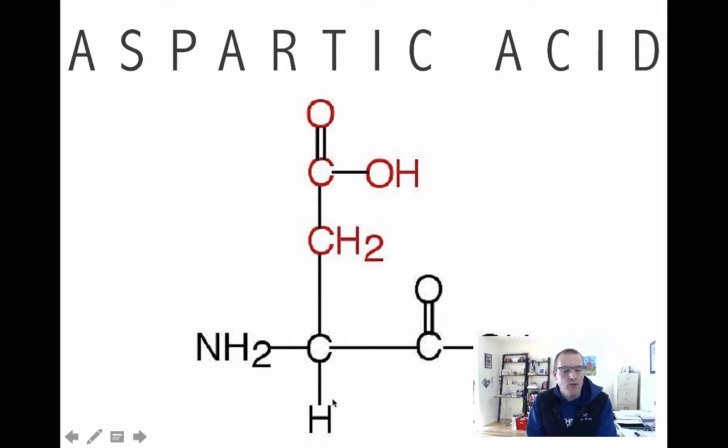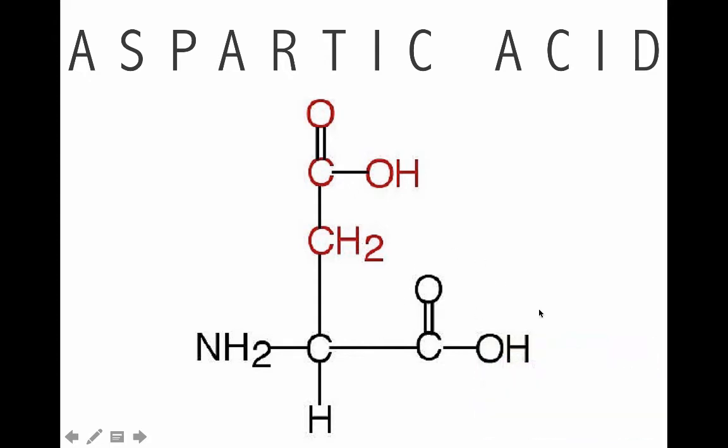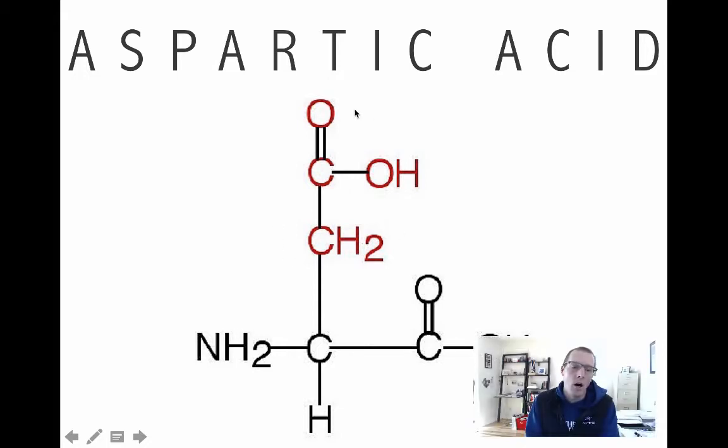Here's that hydrogen that hangs off the bottom as it was originally drawn. And then NH2 is just another way of showing the amino group. And now here's our carboxylic acid group. And so in red up here, that's our R group. And so we've got a CH2 here, and then we've got another carboxylic acid group here.